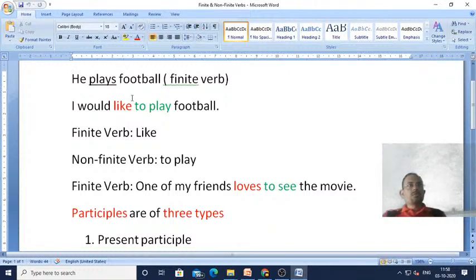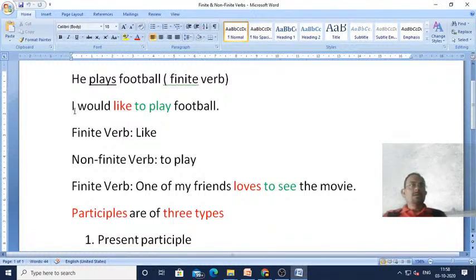Okay, dear students, you see in the sentence "he plays football," plays is a verb which is a finite verb. Why is it a finite verb? Because it agrees with the subject "he" here. So the verb that agrees with the subject directly is called a finite verb. But whenever a verb does not agree with the subject, it is called a non-finite verb.